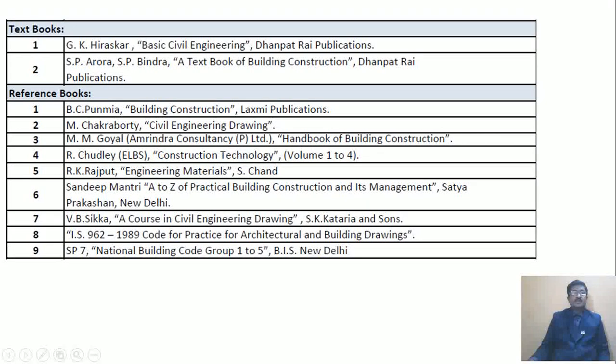Now, what are the various textbooks which are expected? Textbooks, so you refer to Hiraskar, which is the basic book for basic civil engineering. Then SP Arora and SP Bindra, which is on building construction. Then reference books are also available.